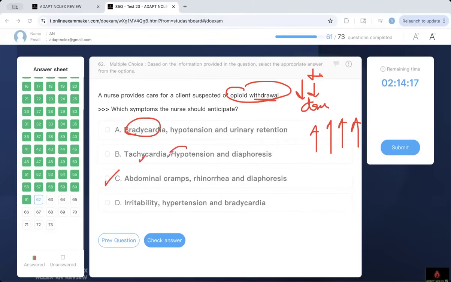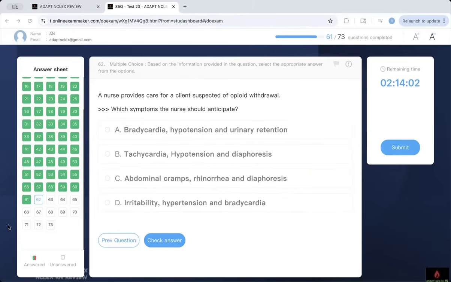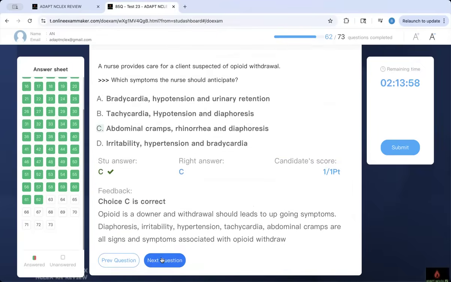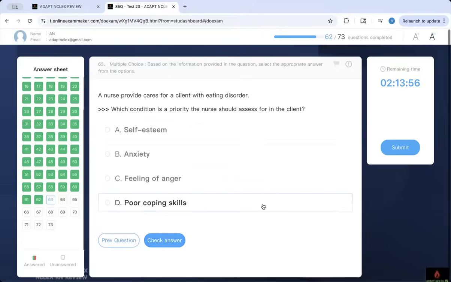Tachycardia, up. Oh, I see hypotension. I'm going down. I'm not picking you. Abdominal cramps, rhinorrhea, diaphoresis, everything is going up. Irritability, hypertension, I'm going up. Bradycardia, I'm going down. Therefore, the rest is wrong. This is the way we answer these kinds of questions. Otherwise, you get them wrong. Carry your focus, use the keywords, and you'll be fine.